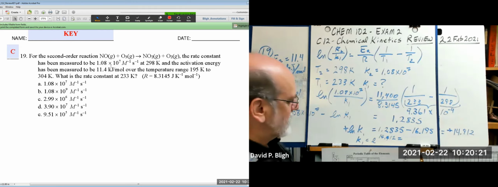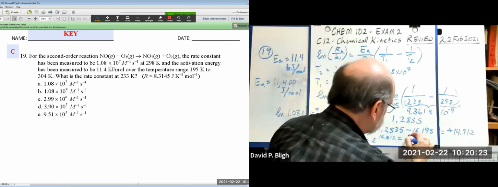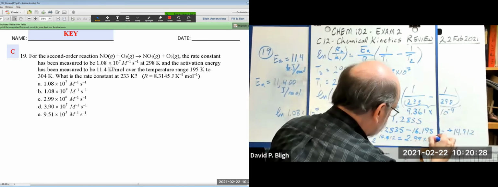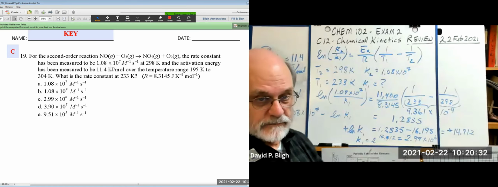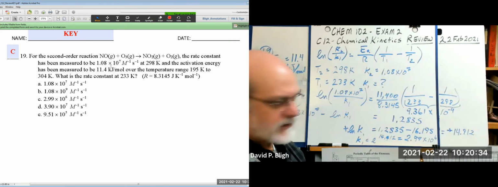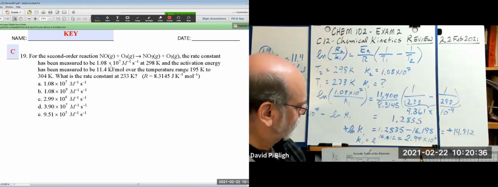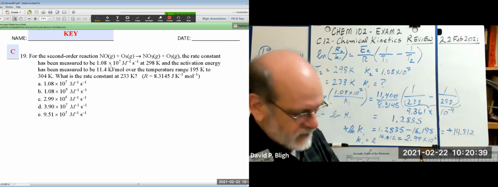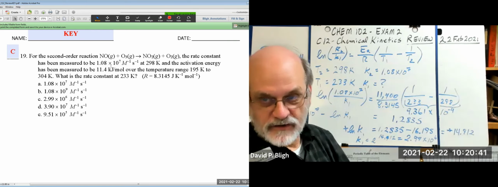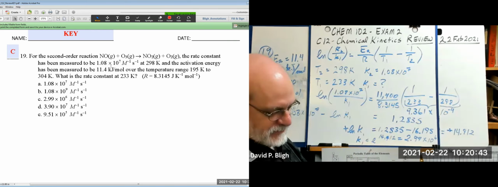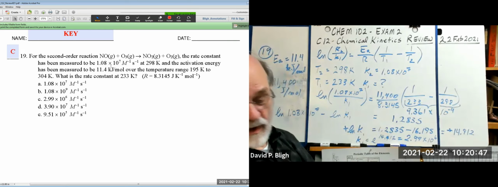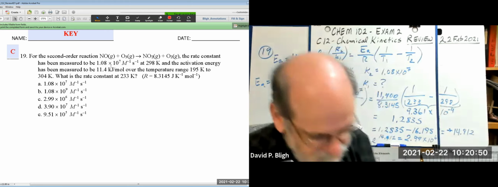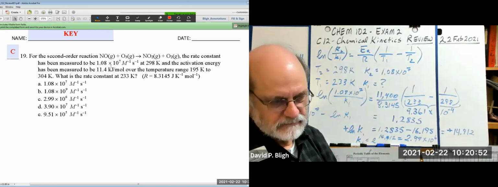.99 times 10 to the 6th. Okay, that's your new K. If I did it right. Yeah. Well, at least there's an answer there that matches that one. And the key says it's right. Okay. I know that's a lot of work, but practice.